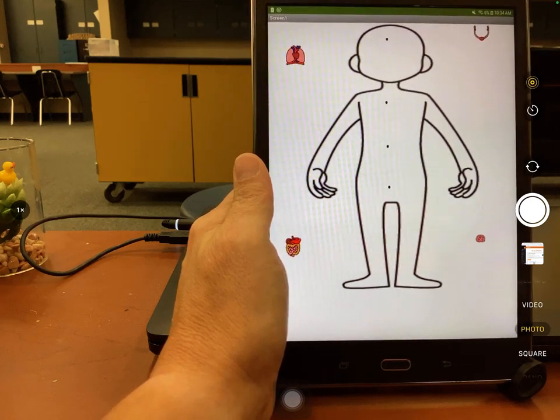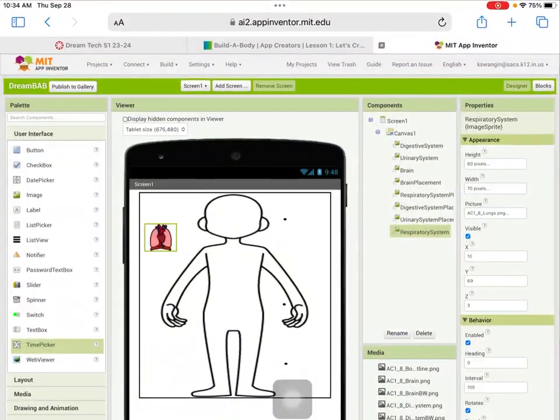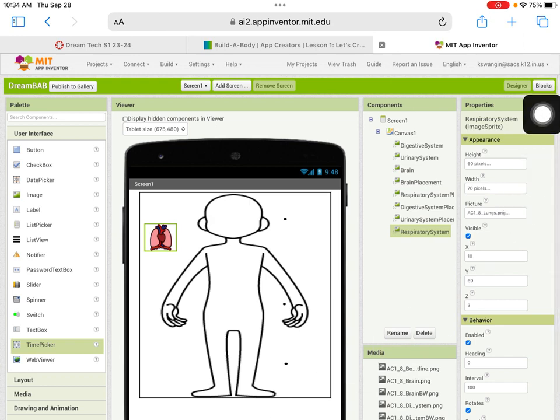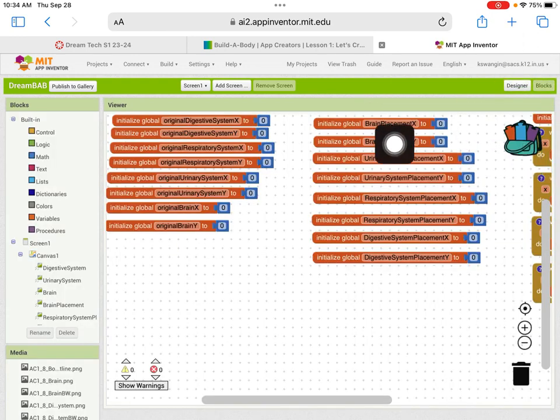So the next step for you guys. In our blocks, it shows that we have variables for the original digestive X, original digestive Y for each of our systems. And then we've got variables for the placement dots on each of our systems, or each of our dots. So what we need to do is figure out what our XY coordinates are.